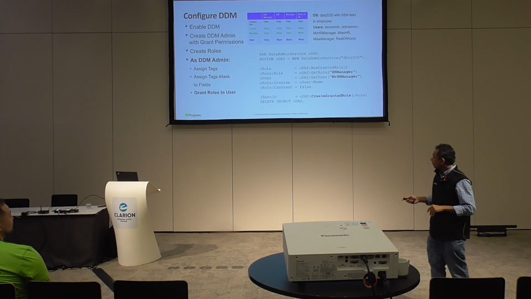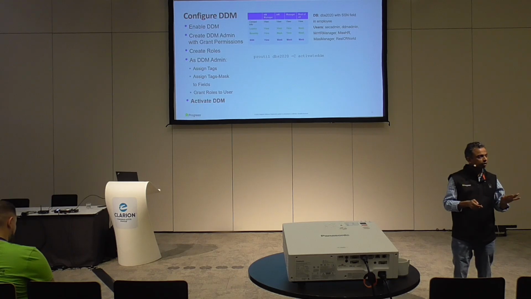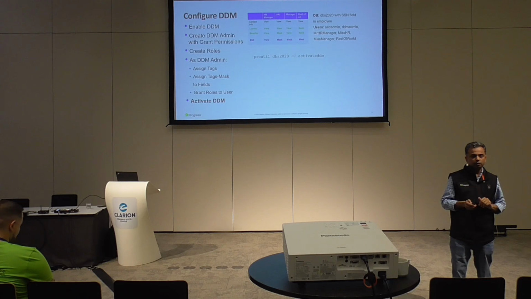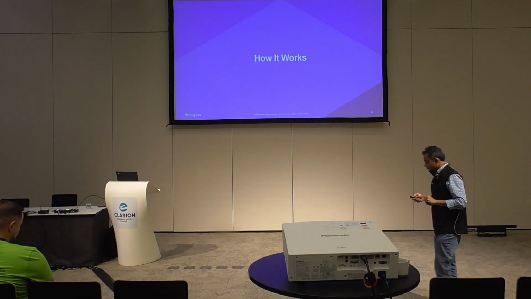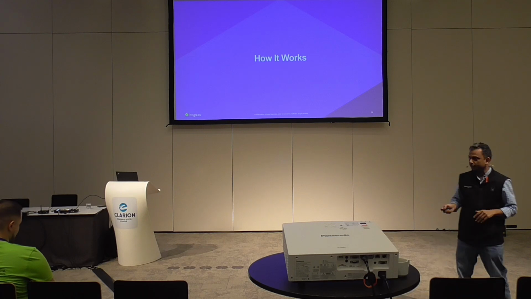Now the last part, activate DDM. So enable DDM, feed the configuration, and last, activate DDM. Using the same ProUtil command, you activate the DDM. Once you have enabled and activated DDM, unauthorized users will start getting the masked data. So how does all this work in the background? This is the configuration we fed into the system.